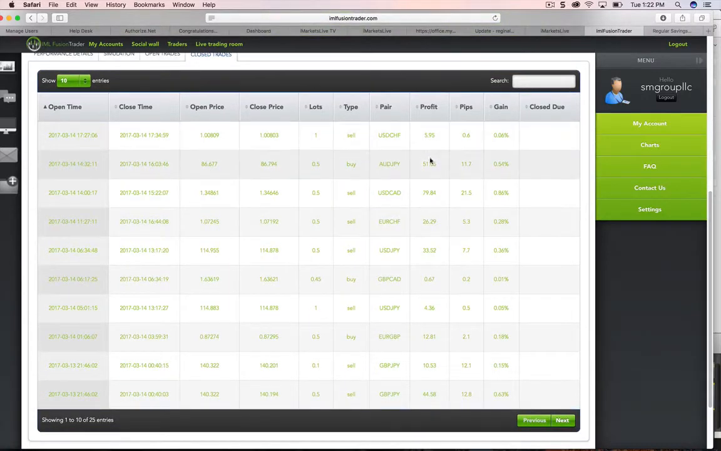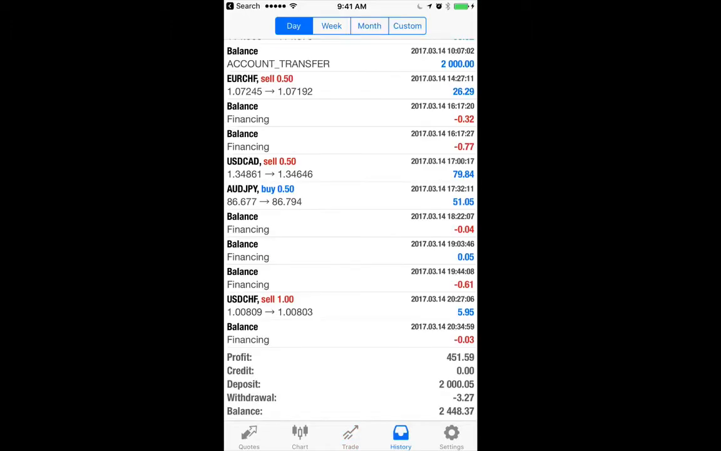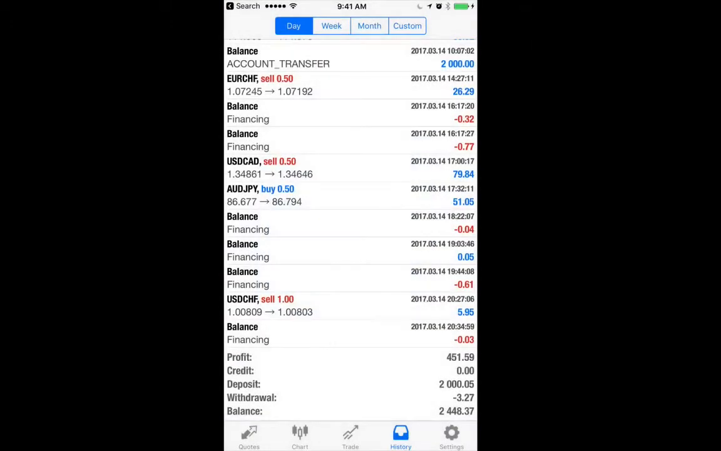You look here, $5 profit, $51 profit. Actually, you see all the profits here. All this green is profit, and you see the gains on each trade. But I'm going to go over here to my phone, and hopefully you can see it. I hope you can. All right, you see I have those trades open and working for me. But I'm going to jump over here to the history, and I'm just going to show you what happened the last 2 days, okay?